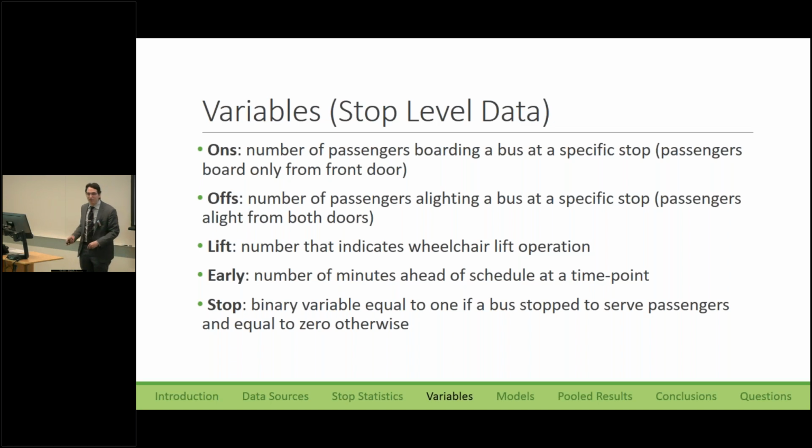From the stop level data, the biggest contributors are passenger movements. Did the bus stop? That's important. So that's the stop variable. How many people got on? How many people got off? Was a lift used? Was the bus early, and specifically, how early was it? Was it a minute early, 2 minutes early? And that makes a difference in the prediction.